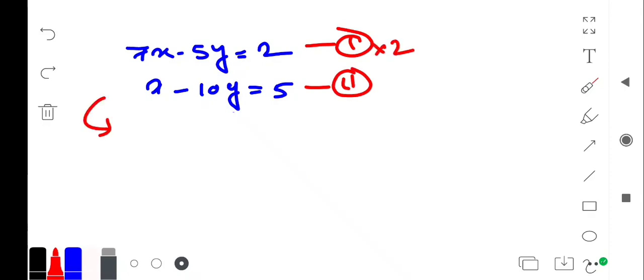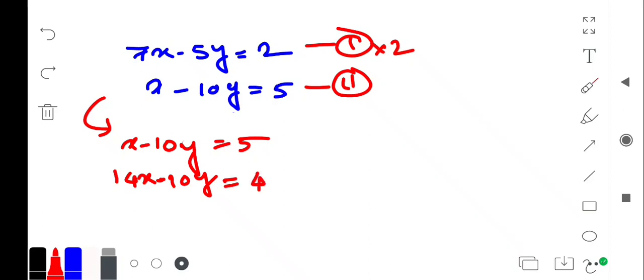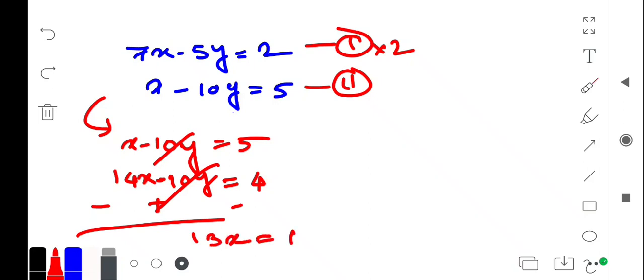Now we get x minus 10y equal to 5. This is y, and this is 14x minus 10y, that is 4. Now we have to subtract it. That must be 13x equal to 1. So x equal to 1 by 13.